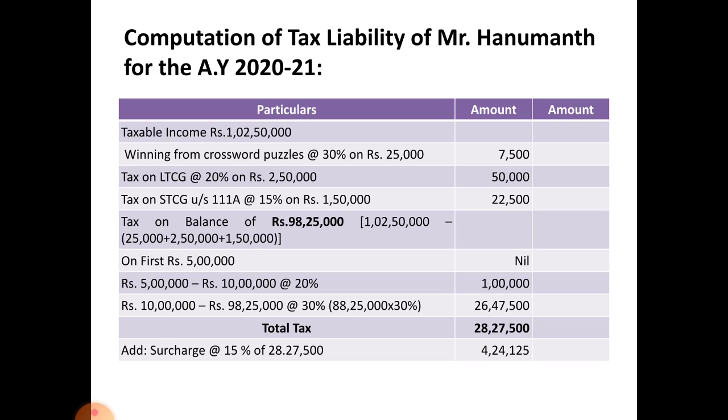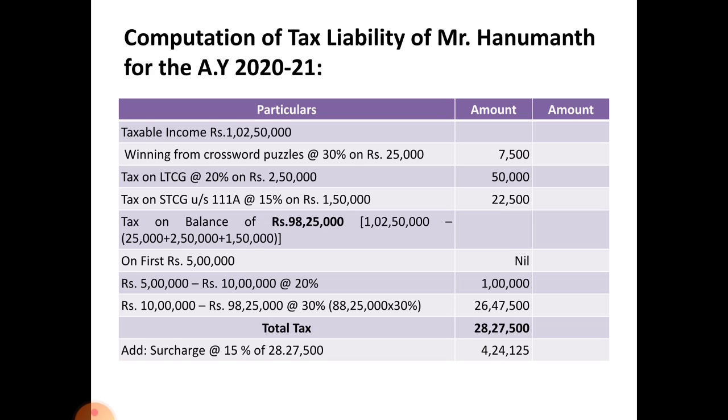Next, tax on long-term capital gain at 20%, that is 2 lakh 50,000 into 20%, that amounts to rupees 50,000. And tax on short-term capital gain under section 111A at 15% of 1 lakh 50,000, that amounts to rupees 22,500. On the balance 98 lakh 25,000, you have to apply the normal rates of tax.